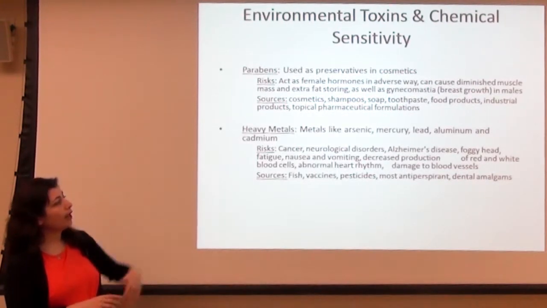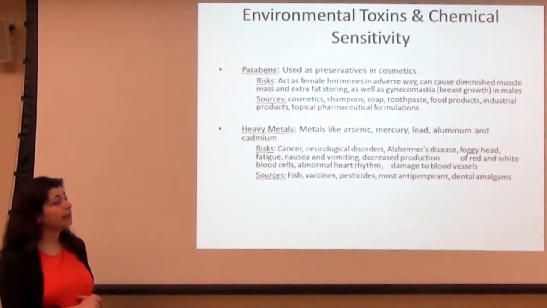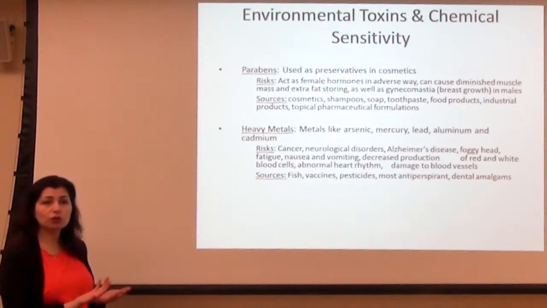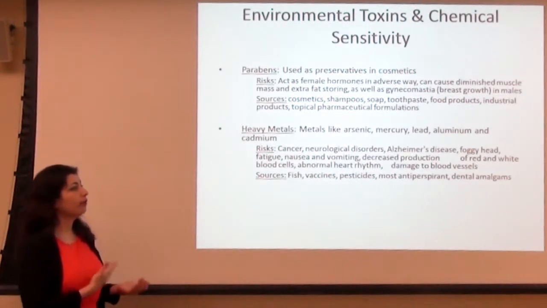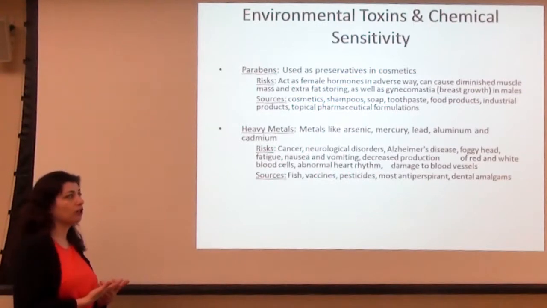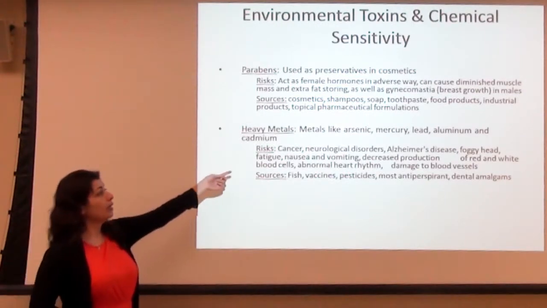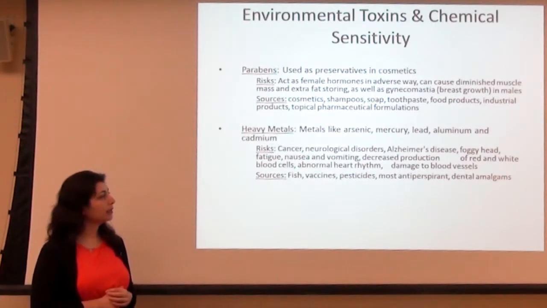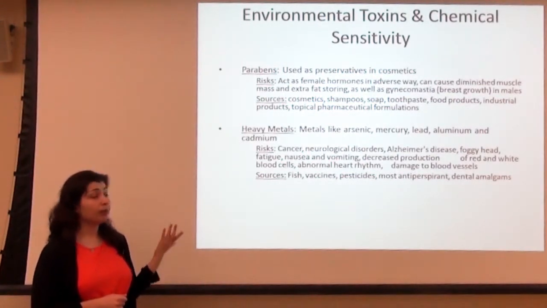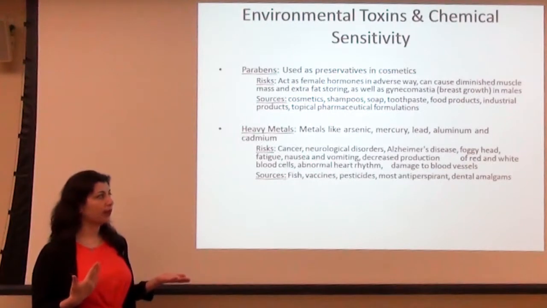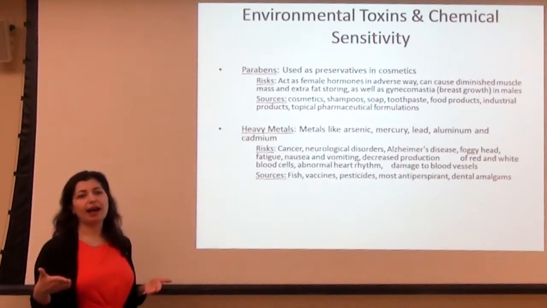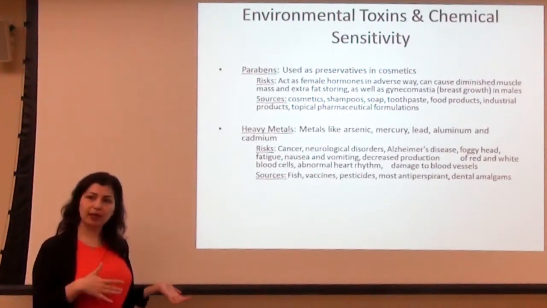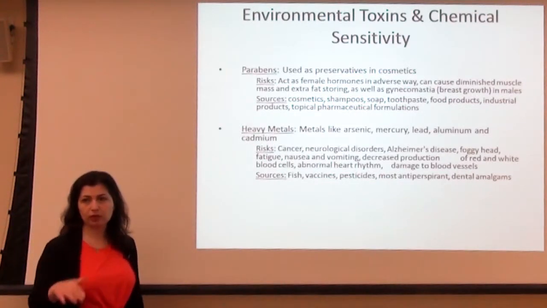And you could see they do everything. They're potentially cancer causing. They can cause neurological disorders like Alzheimer's. They can affect foggy brain, fatigue, nausea, vomiting. They can affect red and white cells. Some of the leukemias have been linked to heavy metal toxins. They can affect your blood pressure. So there are some cases where if they have heavy metals, they can have hypertension. And if we eliminate that, it can actually reverse.